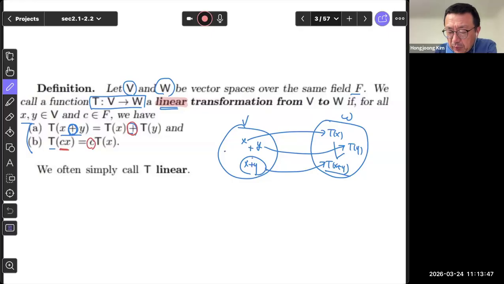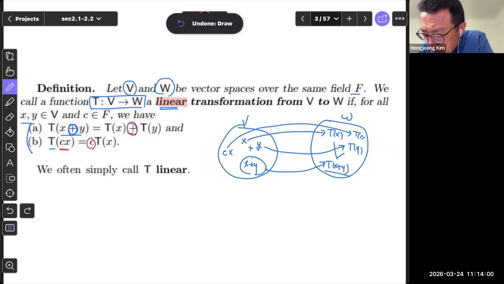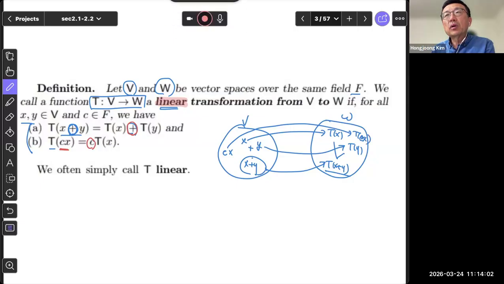Or you can multiply c to x in the domain, and then consider its image. Or you can consider T of x, and then multiply c to get T of cx. So if your function satisfies this property, then that mapping will be called a linear transformation, linear mapping, or simply linear.